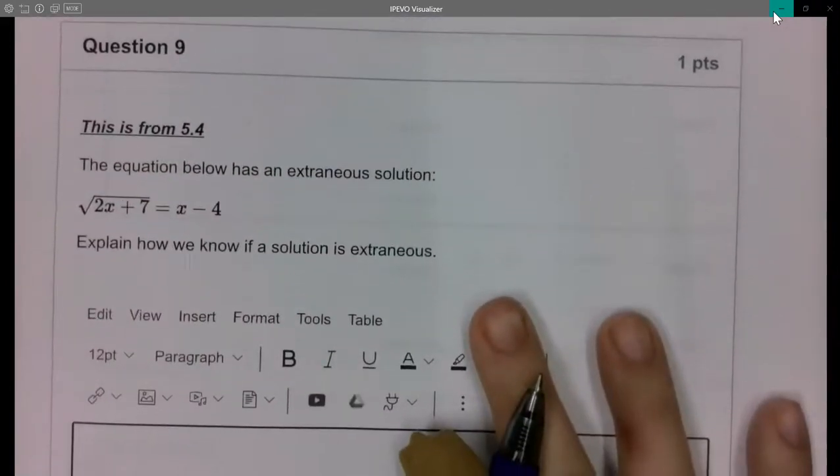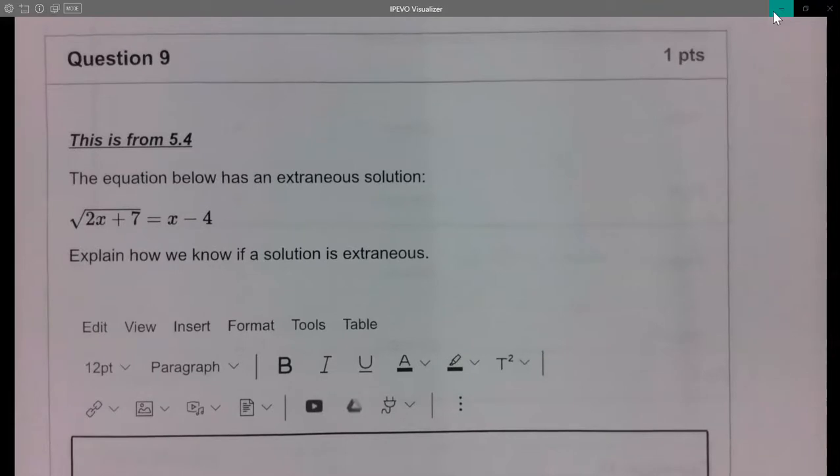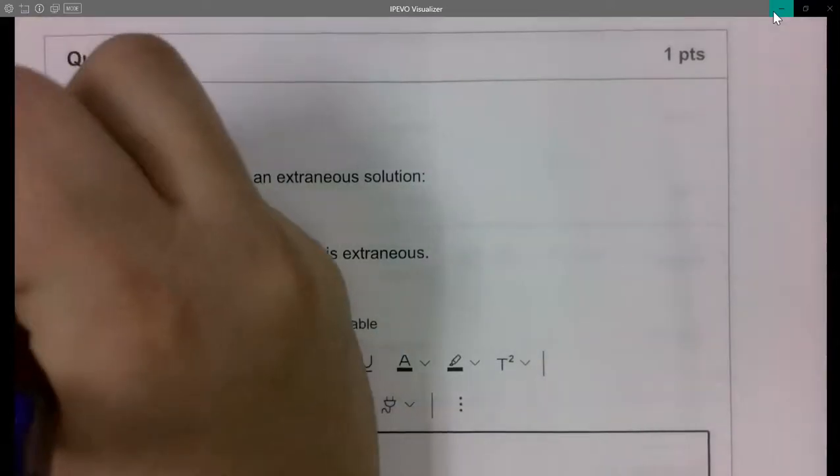Number 9 tells me that the equation has an extraneous solution. And it just wants me to tell how I know if a solution is extraneous. I don't actually have to go out and solve it, but I am going to solve it to show you what an extraneous solution is.